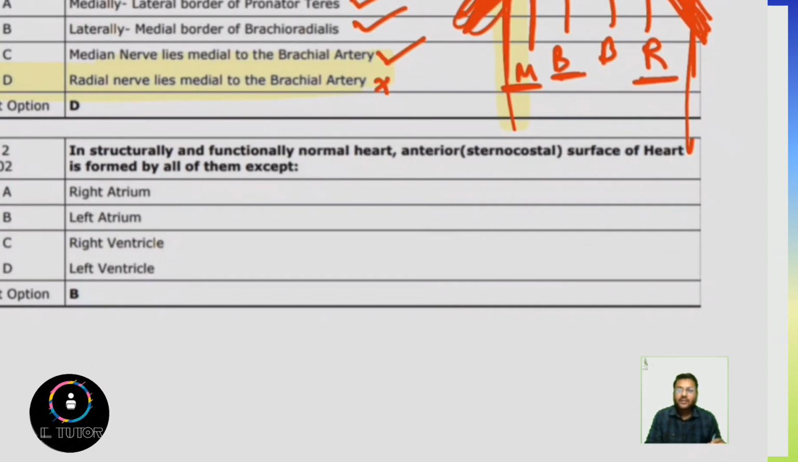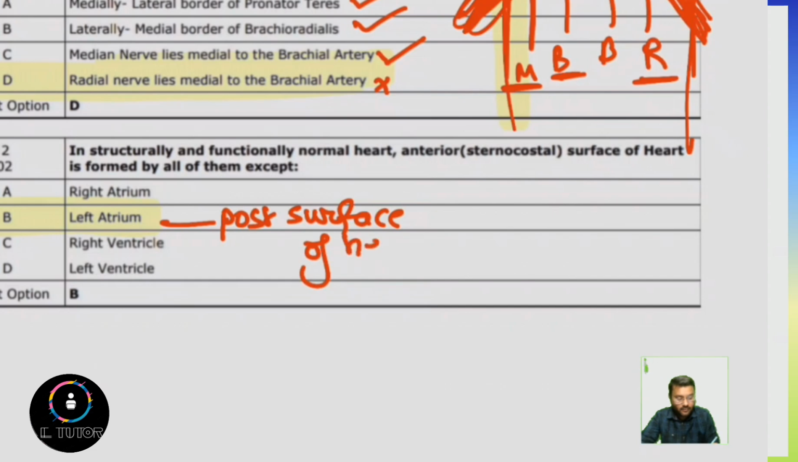Next question is, in a structurally and functionally normal heart, the anterior, which is the sternocostal surface of the heart, is formed by all of them except. So if we talk about the anterior surface of the heart, then it is mainly formed by the right atrium, right ventricle and some part of left ventricle. But left atrium mainly forms the posterior surface of the heart. So option number B will be the correct answer, that left atrium does not form the anterior surface of the heart.